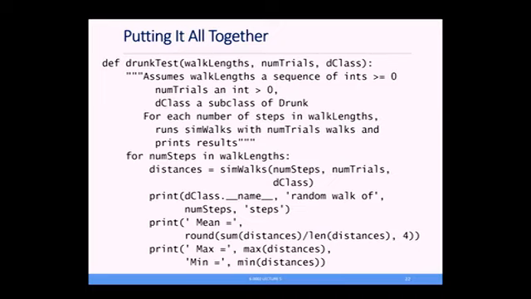So drunk test will take a list of different walk lengths, the number of trials, and the class. And for number of steps in walk lengths, distances will be sim walks of number of steps, num trials, D class. And then I'm going to just print some statistics.